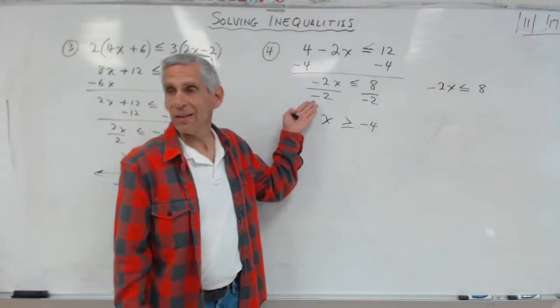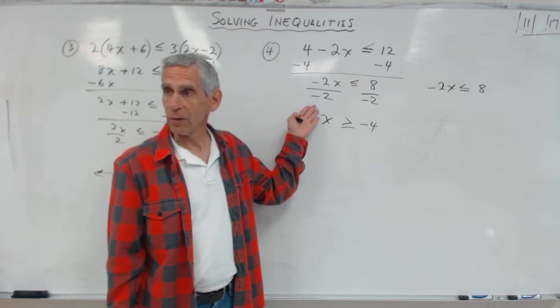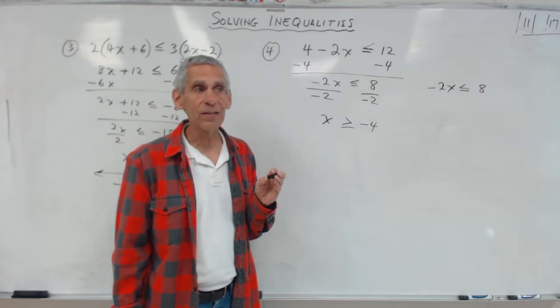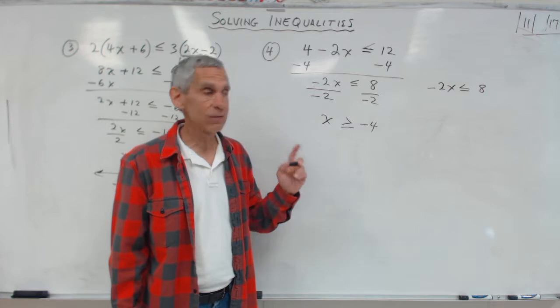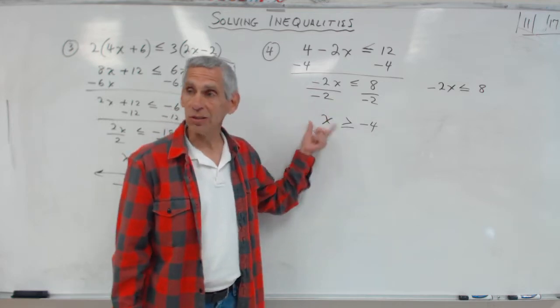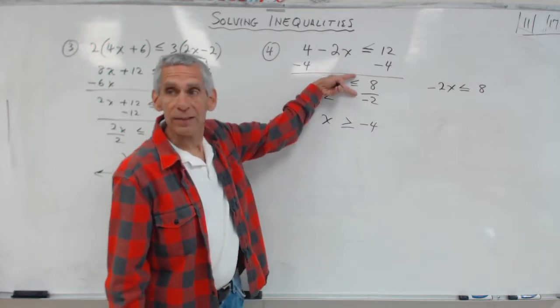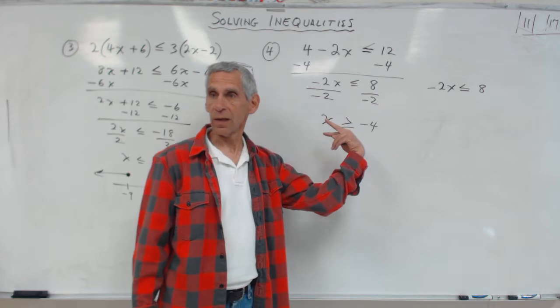In this case, I divided both sides by a negative number. Do you agree with me? That's a key. If I divide or multiply both sides by a negative number in my attempt to solve for x, then the inequality sign has to flip. It has to flip. Okay?